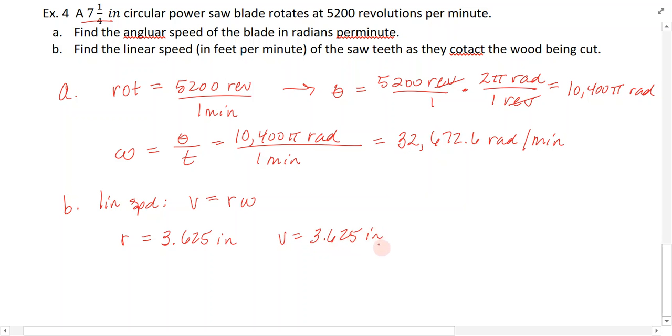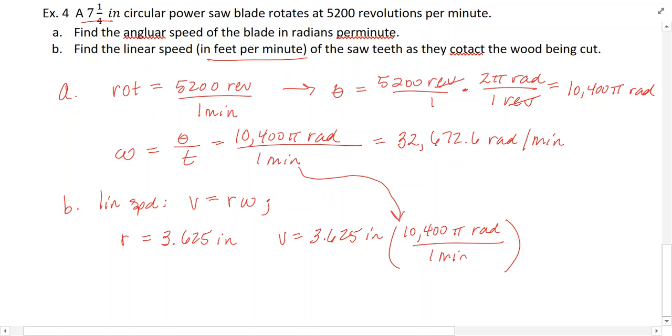So now we can plug it into the formula, and I would have 3.625 inches times, I'm going to use the original omega of 10,400 pi radians per 1 minute. But the answer is supposed to be put in feet per minute, right? Isn't that what it says in the directions? So I need to convert from inches into feet. So I would multiply by 1 foot over 12 inches. Inches are gone, leaving me in feet per minute.